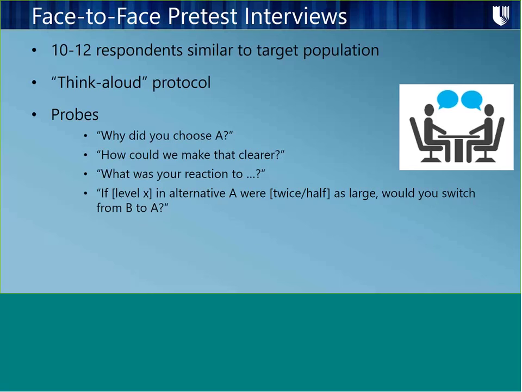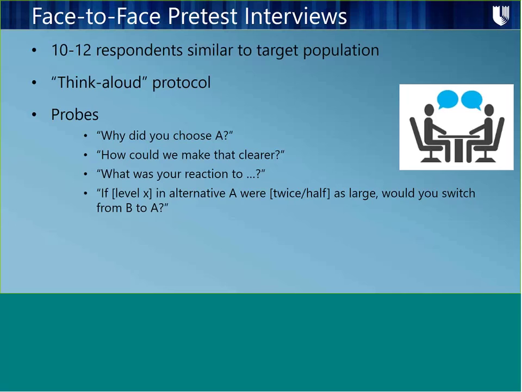Here's some possible probes. After they pick one of the alternatives, we ask, well, why did you choose A? Or if they seem to stumble in an attribute definition, we might ask them, well, how could we make that clearer for you? Or if we didn't hear anything after they got some information, we might ask them what their reaction was to that information. Then we do what's called bidding games.